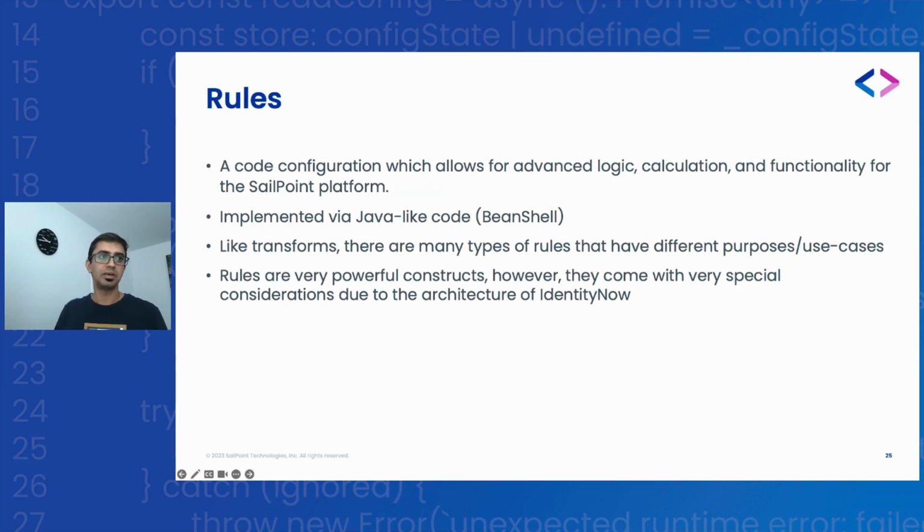It also depends on where they execute, right? So the rules are very powerful, but because of the IdentityNow architecture, we need to take some special considerations regarding the rules. All the rules need to go through some kind of rule review process.